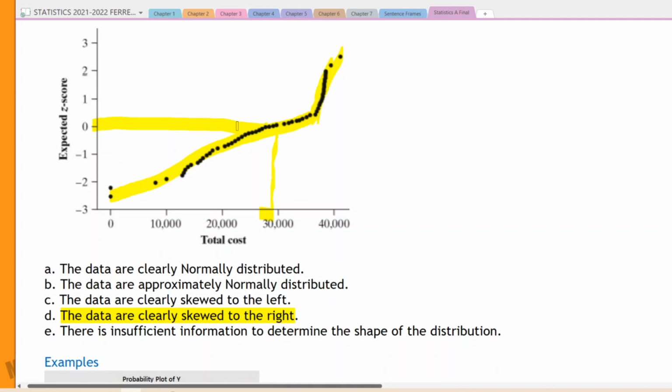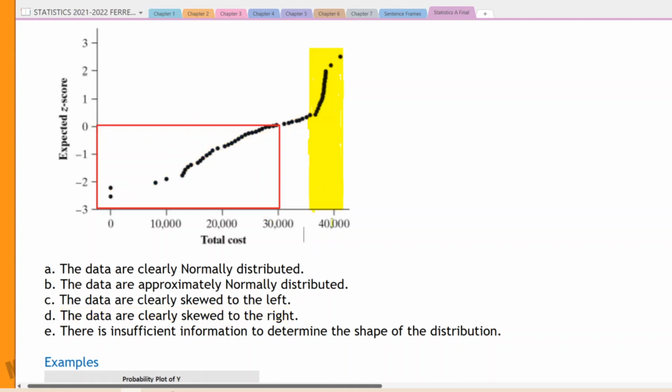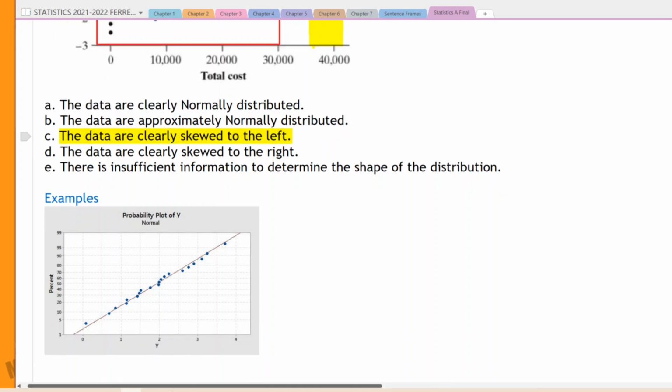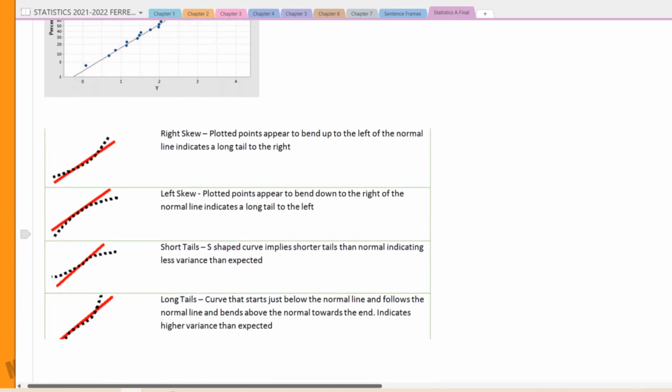So these points on the right side that I've highlighted in yellow are really close together. This is a range of about $5,000. And then from here on to the left, this is between $35,000 and $0. This is very long on the left side. So this long left side makes me think that we're actually looking at data skewed to the left. So maybe I'm reading this incorrectly. Let's take a look at this left skewed.